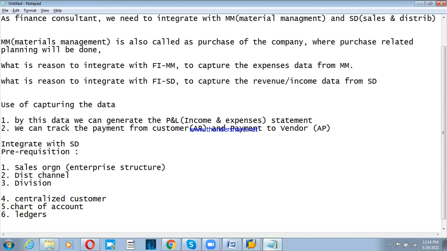Okay, these are the prerequisites. Many things we already have, and the remaining things we will create now. I think we don't have the ledgers, so we will create those.